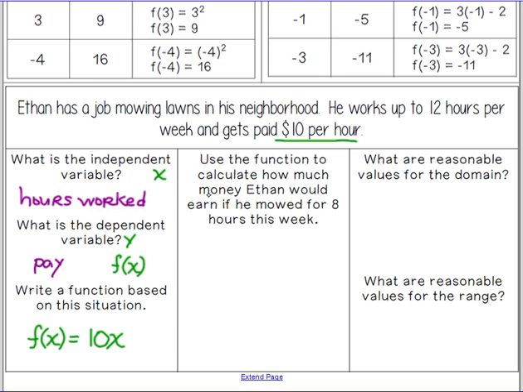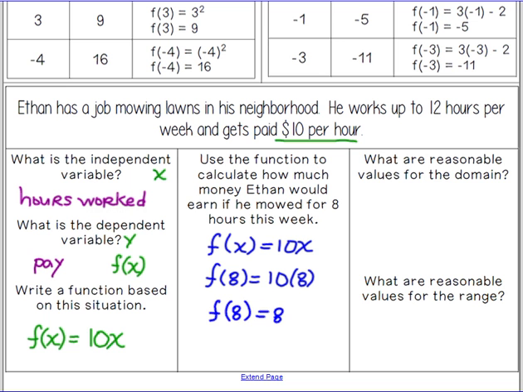So if we want to use the function to calculate how much money Ethan would earn if he mowed for 8 hours this week, then we could plug that value in and find f of 8. So if we had our function f of x equals 10x, and we want to evaluate that for f of 8, we would plug in 8 for x, so 10 times 8. So f of 8 would equal 80. So he would earn $80 for 8 hours worked.